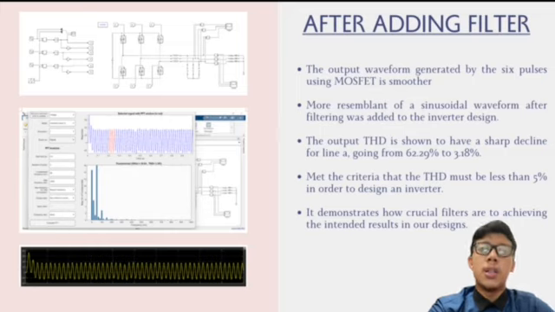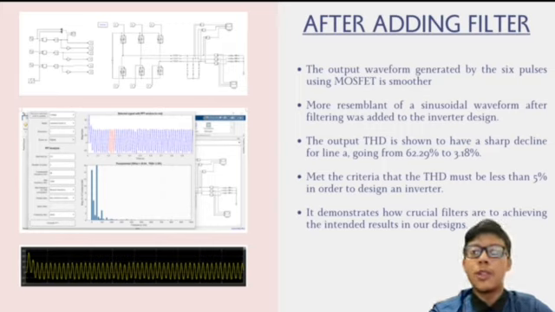The THD must be less than 5% in order to design the inverter. It demonstrates how crucial filters are to achieve the intended result in our design. That's all from me. Thank you.